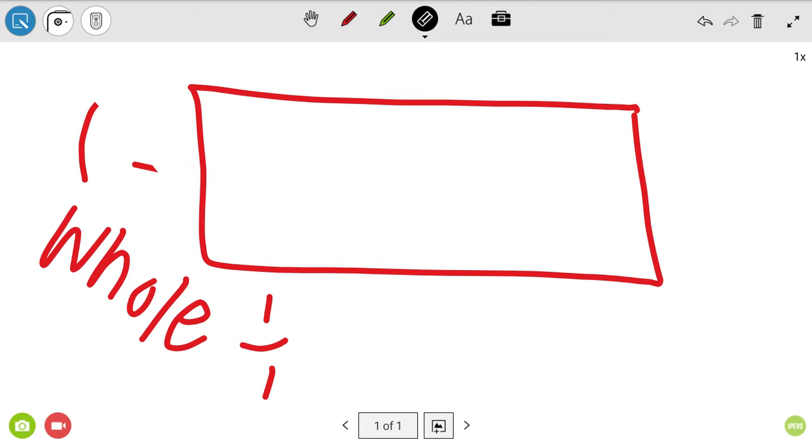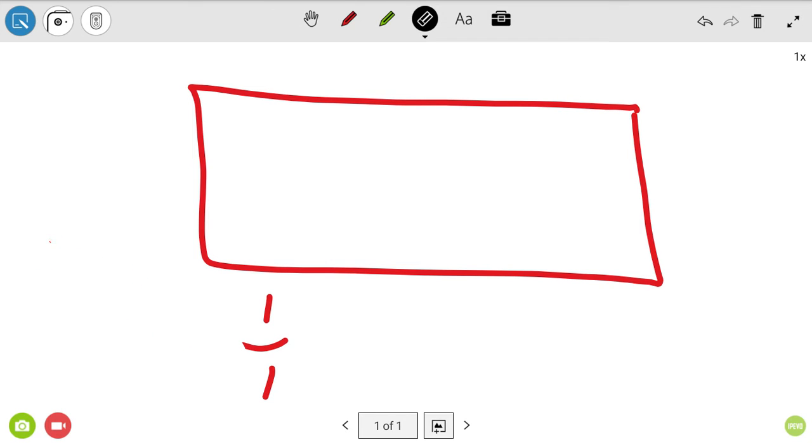Now, you guys are going to be working on partitioning wholes into halves, thirds, and fourths, okay? And when you're partitioning, you want to be cutting those pieces into equal sizes, okay? And you're just going to do your best on that. And if your pieces don't look equal, you're just going to erase and fix that, okay?